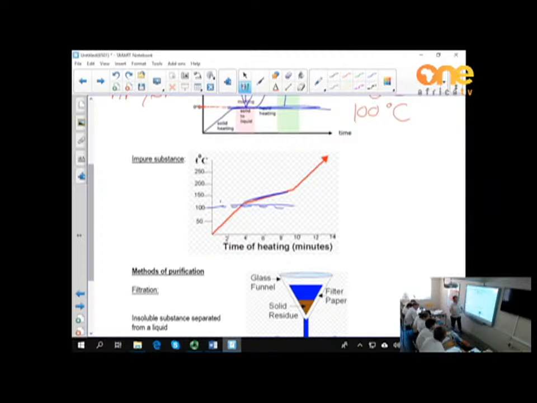So we say, if a substance is impure, the easiest way to check purity is to test the melting and boiling point. Okay? If something is impure, it melts and boils over a range of temperatures.